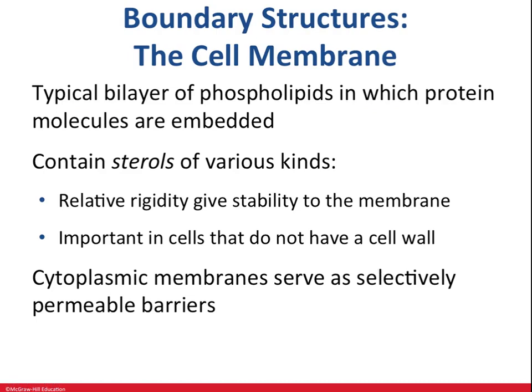The cellular membrane is similar to the membrane of animals. It's a bilayer of phospholipids with proteins embedded. The membrane also contains sterols such as cholesterol, because cholesterol makes the membrane rigid. Without cholesterol, the phospholipid membrane is very soft and flexible, so it's not good for maintaining the proper shape.